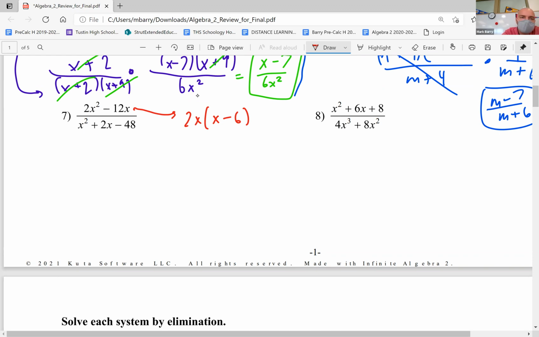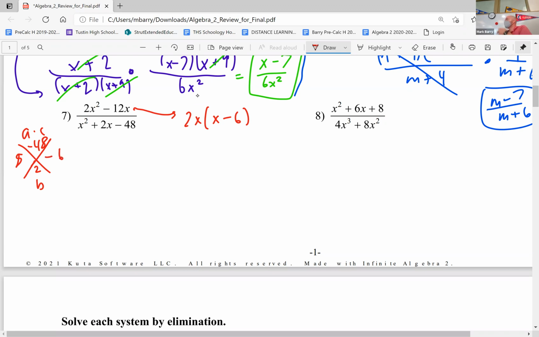On bottom, I got to do the x thing again. So I got to think of two numbers that multiply to a times c, which is negative 48, and add to b, which is 2. Mena? Perfect. Mena says 8 and negative 6.